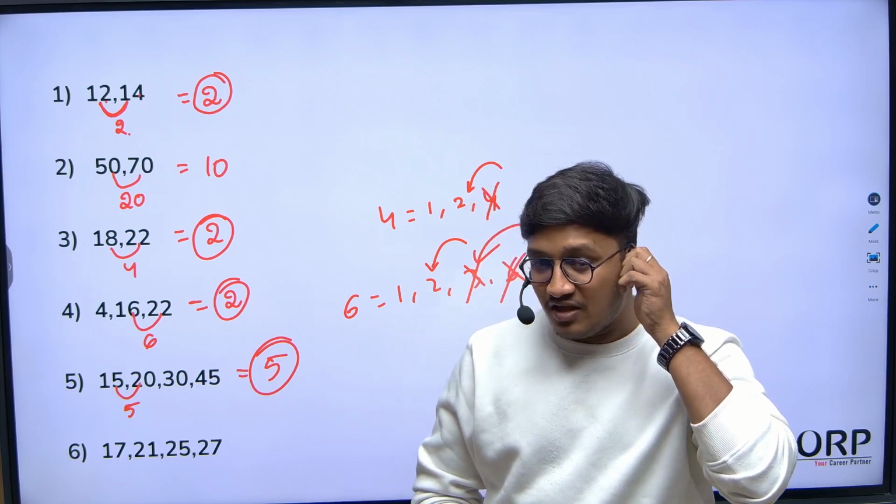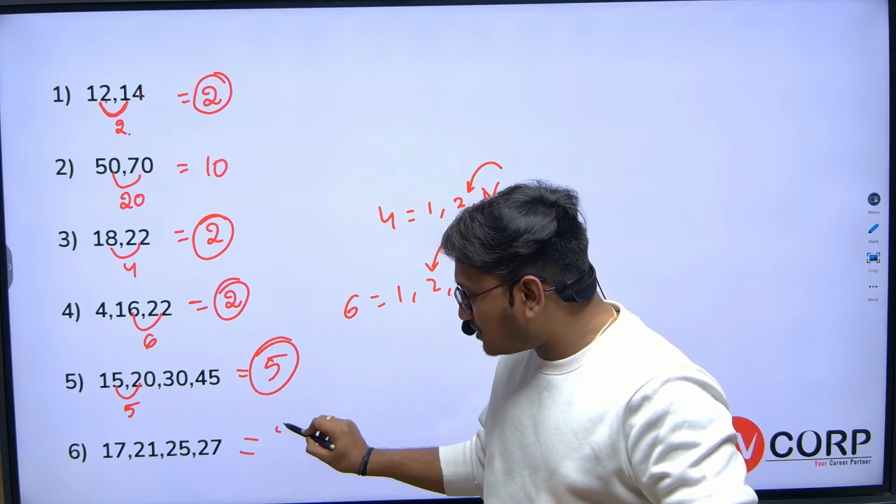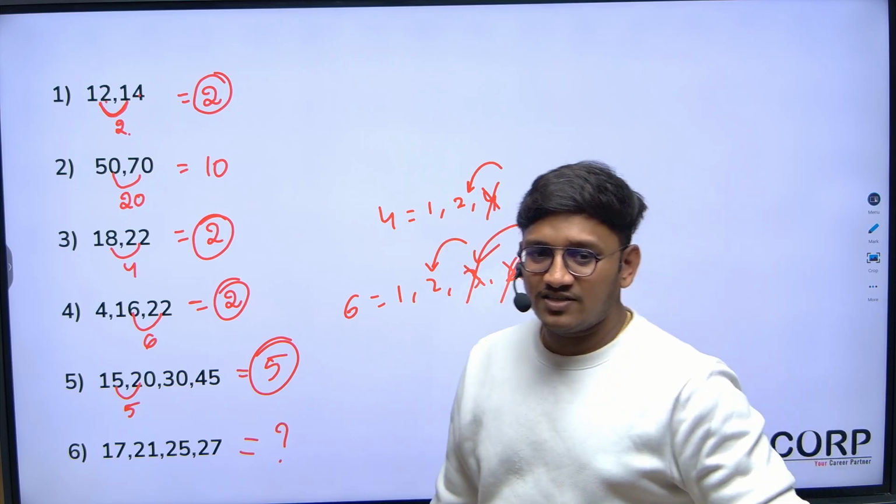So the answer is 5. Okay, next, can you post the answer for this question in the chat box? What will be the highest common factor?